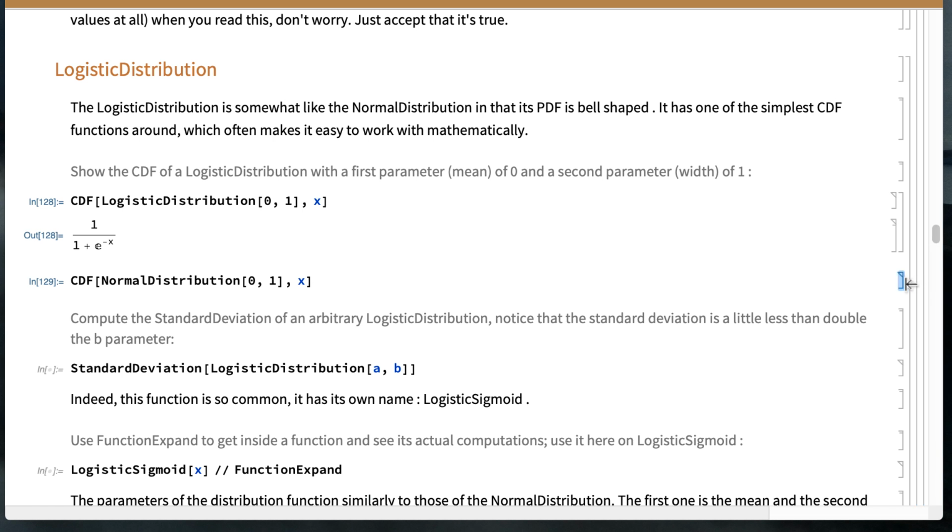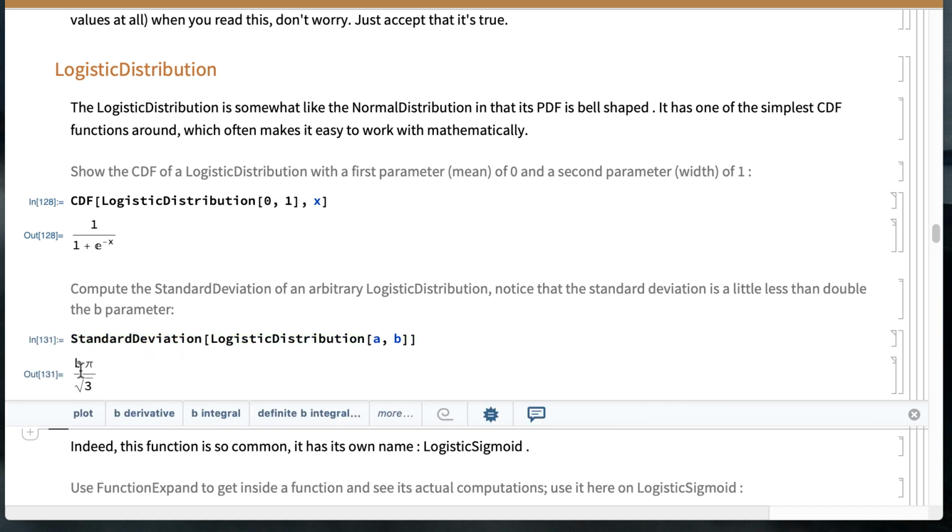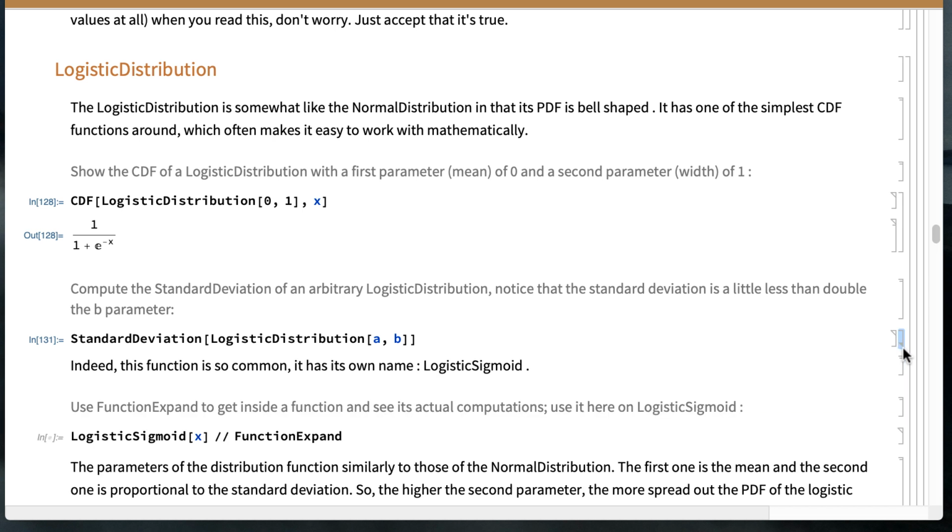One thing we could do is see, hey, what do these parameters mean? It turns out 0, the first parameter is the mean, and the second parameter has something to do with the width, but it's not the standard deviation. If I say, what is the standard deviation of a logistic distribution with parameters a and b, it is not going to give me b, it's going to give me b times this factor pi divided by the square root of 3. So it's clearly proportional to the standard deviation, but it's not the same thing as the standard deviation.